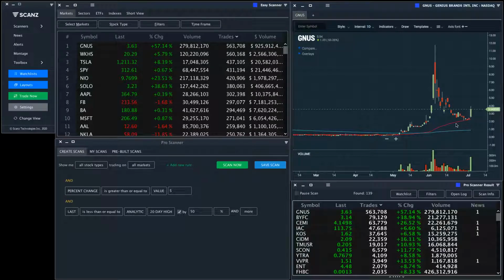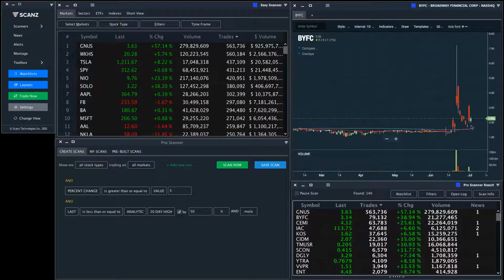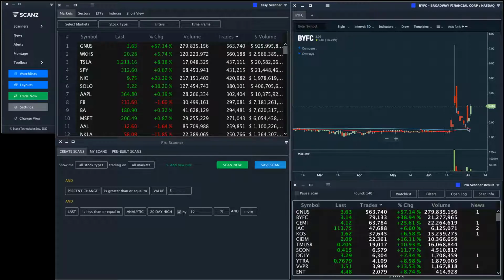One thing that comes to mind is these moving averages. So GNUS is trading above its 50-day moving average, meaning the stock hasn't broken below this red line right here. We can see the same thing with BYFC. We can see that the stock never really broke below its 50-day moving average when it came back down after this big move. So let's add that.